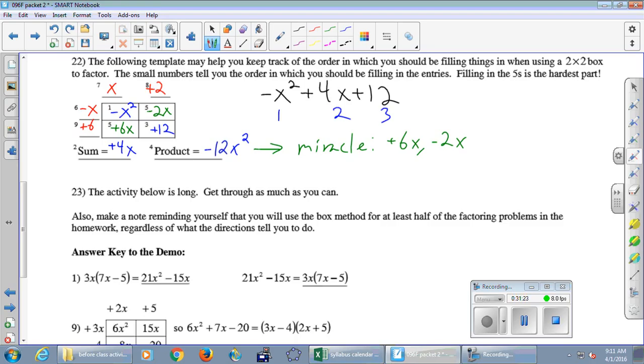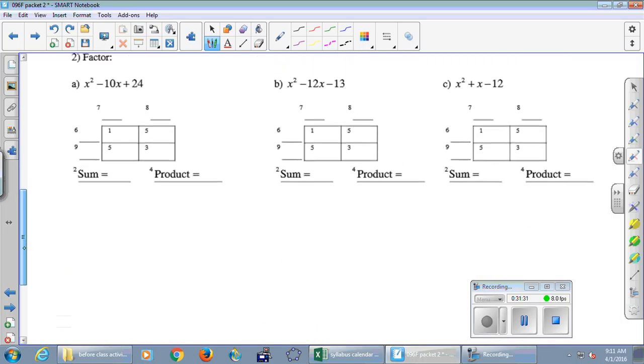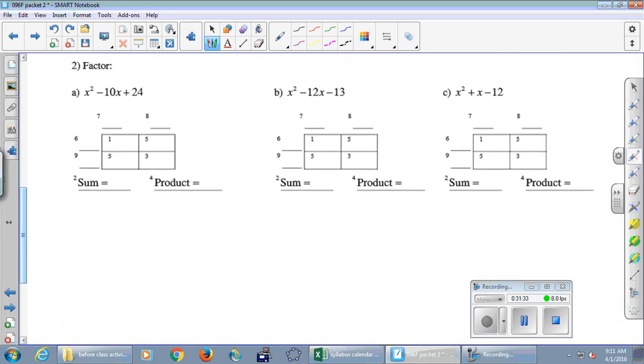All right, so the activities here. We did a bunch of number 1 last time, so you guys are starting on number 2. Raise the flag if I can help.